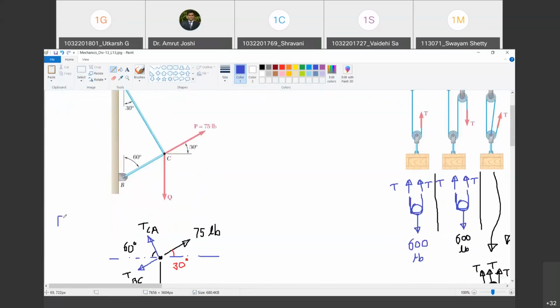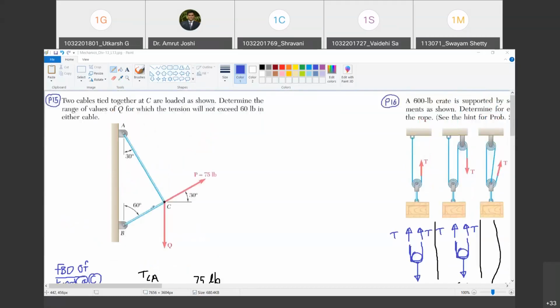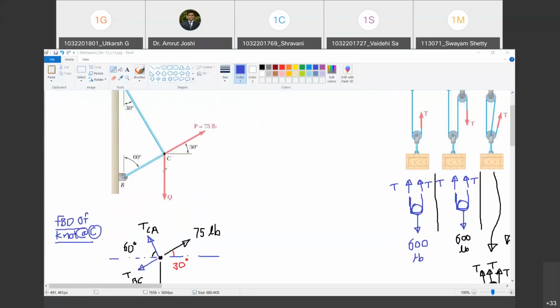We are simply going to draw the free body diagram of the knot at C. Are you with me? Yes, sir. Knot at C. How does that free body diagram look? Free the knot from all external agencies and show what the external agencies were doing. So I freed the knot from these two cables because they are external as far as the knot at C is concerned. Do you agree with me? Yes, sir.